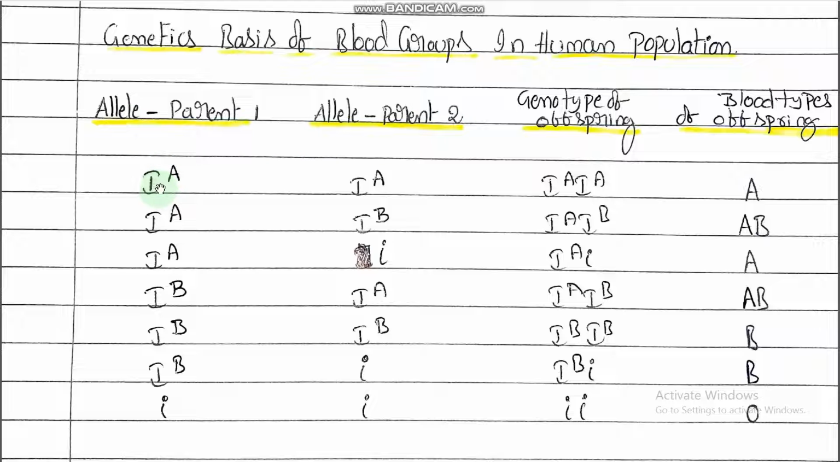From parent 1, IA, from parent 2, IA. So what is the genotypic combination of offspring? Both are IA. Clear? IA means which blood group? A blood group. Right, good. Next, parent 1, IA, parent 2, IB. So genotype of offspring what? IA and IB. So which blood group? AB blood group. Parent 1, IA, parent 2, small i. So what is the genotype of offspring? IA and i. So which blood group? A only, because IA is dominant over small i.